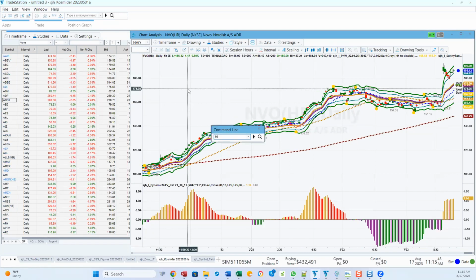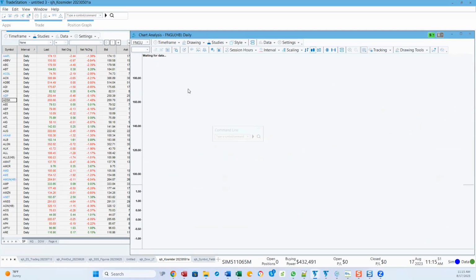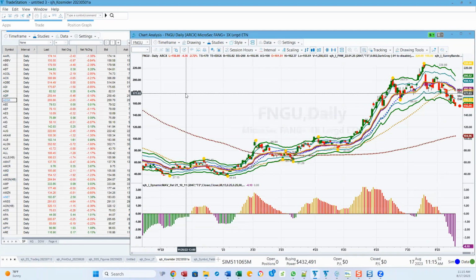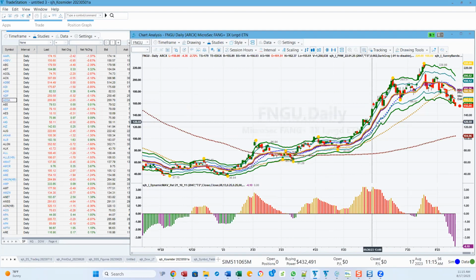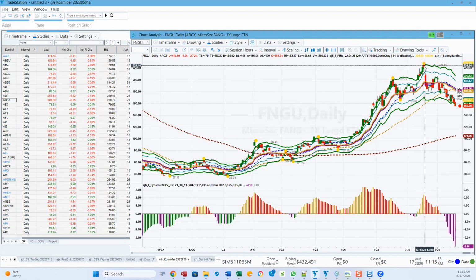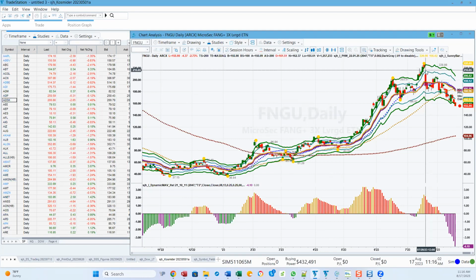What is FNGU? I don't even know what that is. Big tech stocks. And the sell signal is right here on the top of the sunny bands, outer band, and the confirmation is here on the next bar, which confirms by going on down.